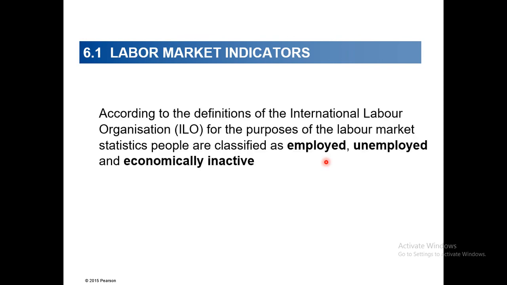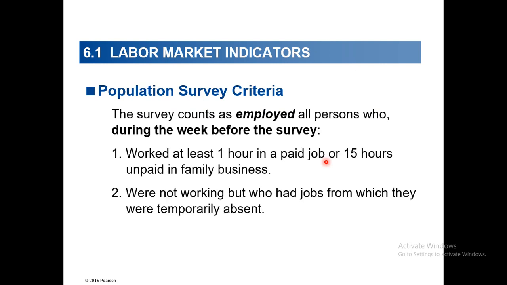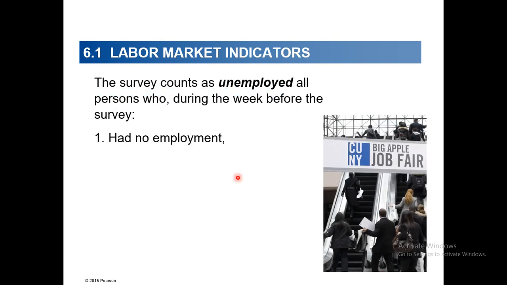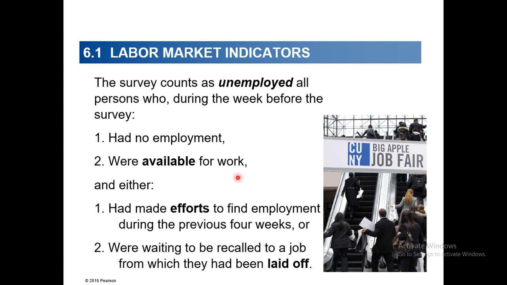According to definitions of the International Labour Organization, for the purpose of labor market statistics, people are classified as employed, unemployed, and economically inactive. So, population survey criteria. All persons during the week before the survey worked at least 1 hour or were not working. So, the survey counts as unemployed all persons during the week before the survey who had no employment, were available for work, and either had made efforts to find employment during the previous 4 weeks or were waiting to be recalled to a job from which they had been laid off.